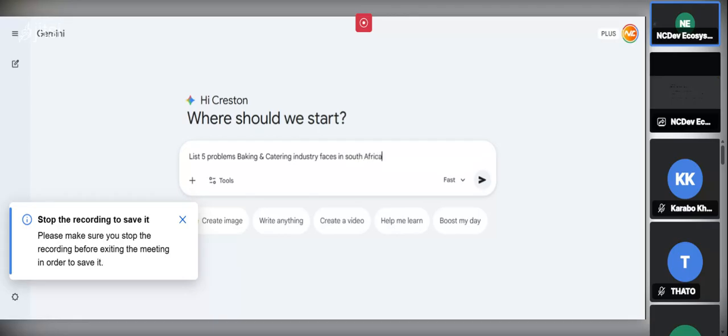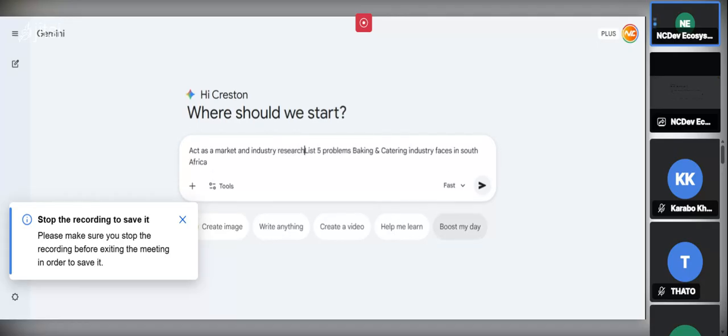South Africa. And then what we also want to do is act as a market and industry researcher and list five problems the baking and catering industry is facing in South Africa.